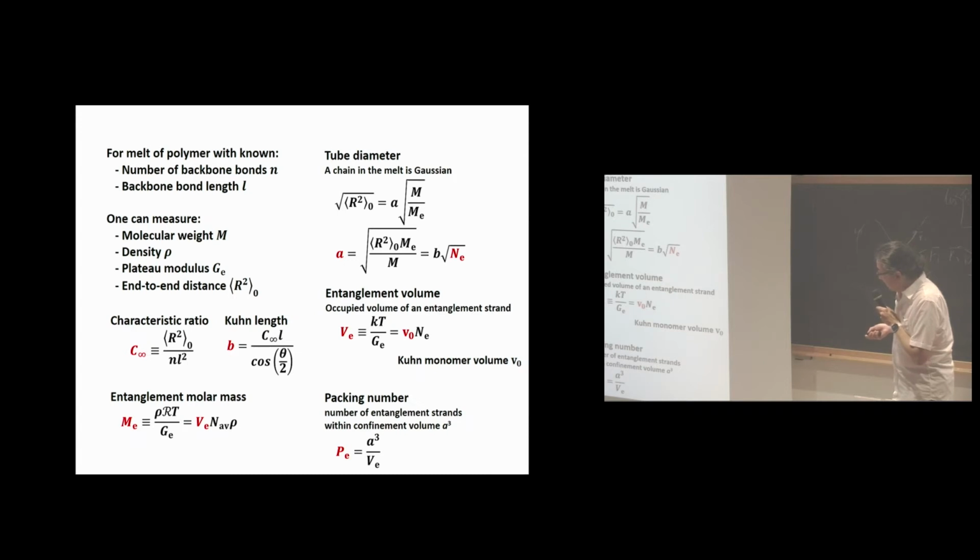And then this is important. You can have a confinement volume, a cubed. This is the size of your tube. In fact, inside there is not only one chain. So you can define the packing number by dividing this volume by the entanglement volume, which is the volume of an entanglement strand.